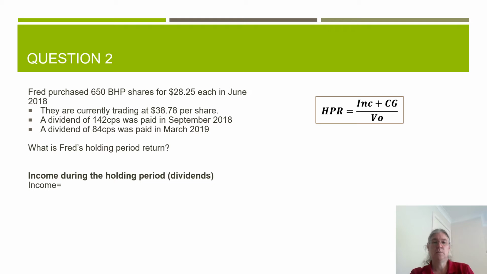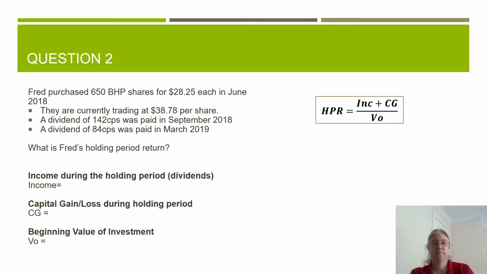The income during the year is the two dividends that are paid, 142 cents and 84 cents. The capital gain is the price now less the price at the beginning. And the beginning value of the investment: what did Fred pay for each of the shares at the beginning? Back in the question, it tells us he paid $28.25. If you'd like to, pause and see if you can have a go at working out the answer yourself. Right, let's go on.